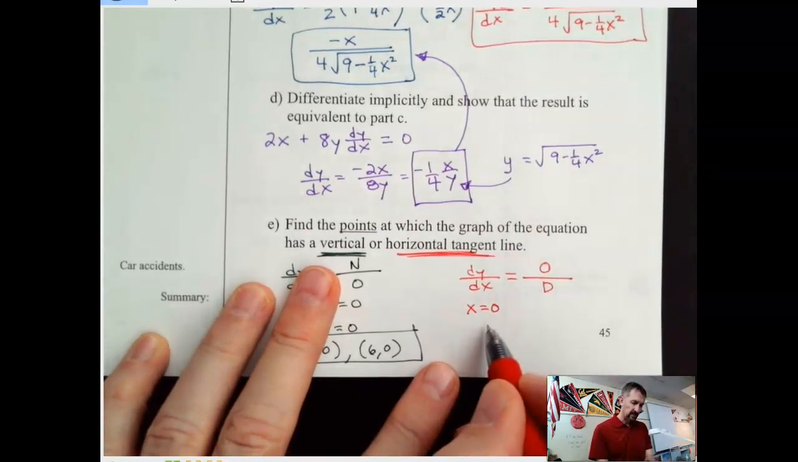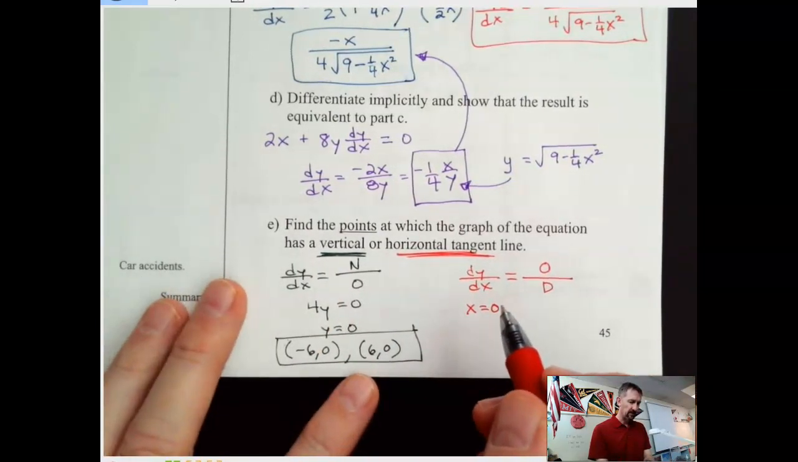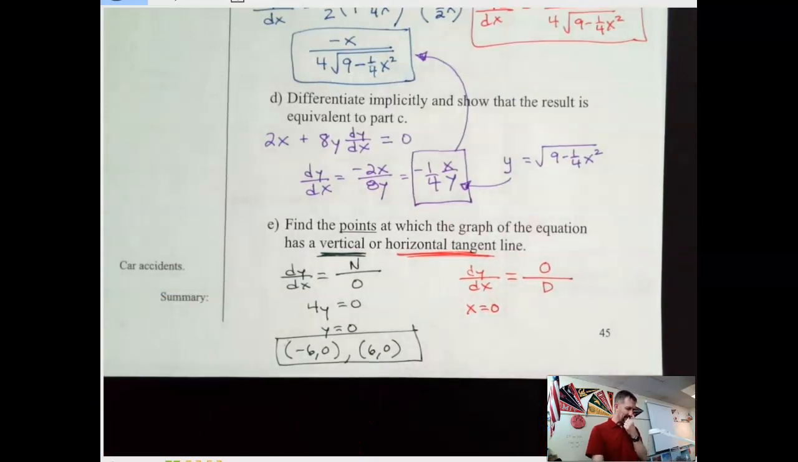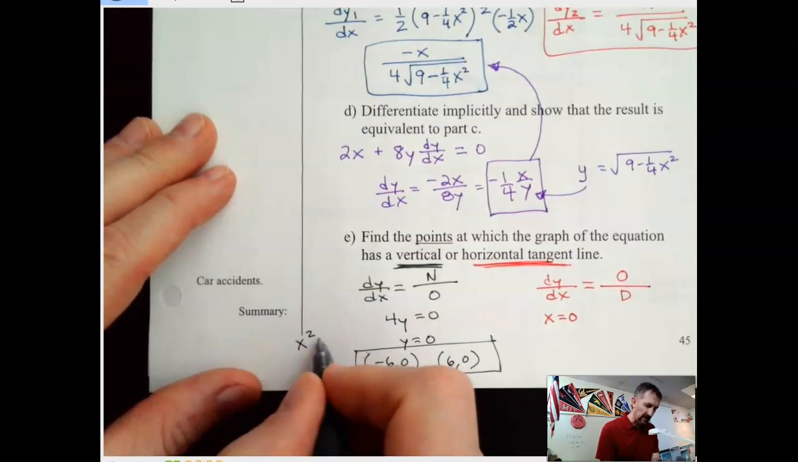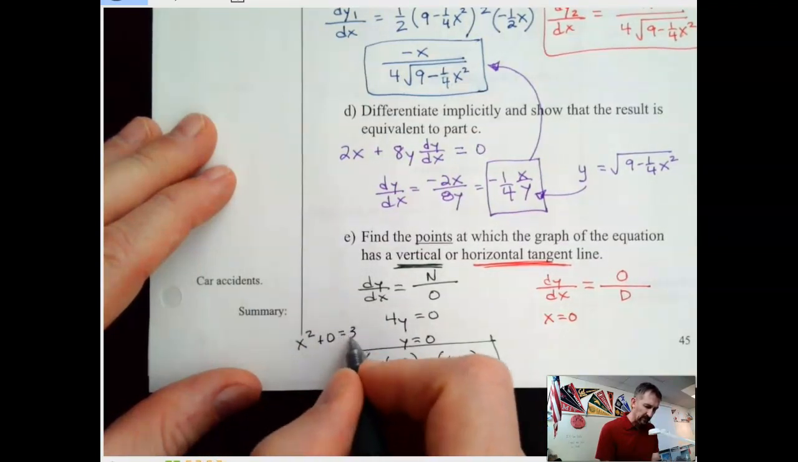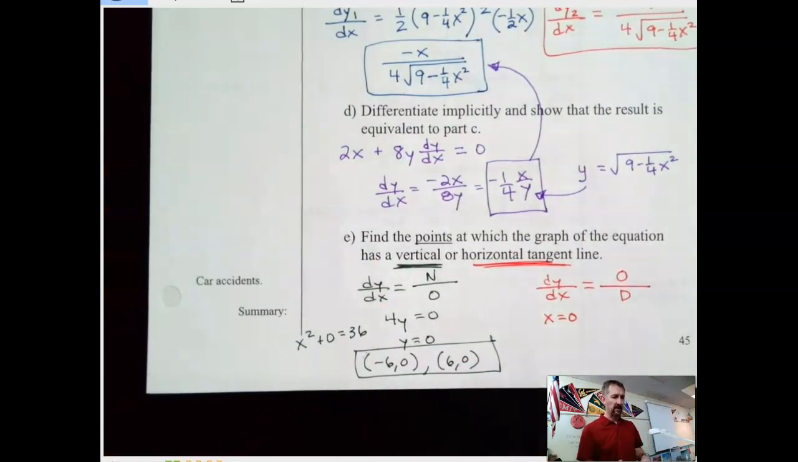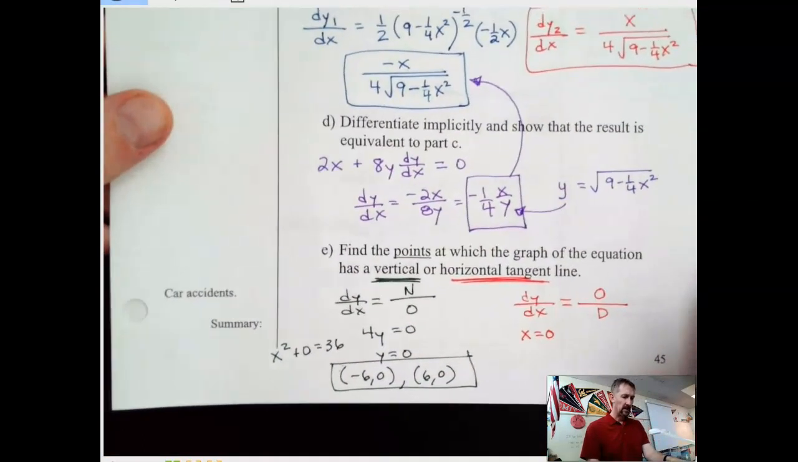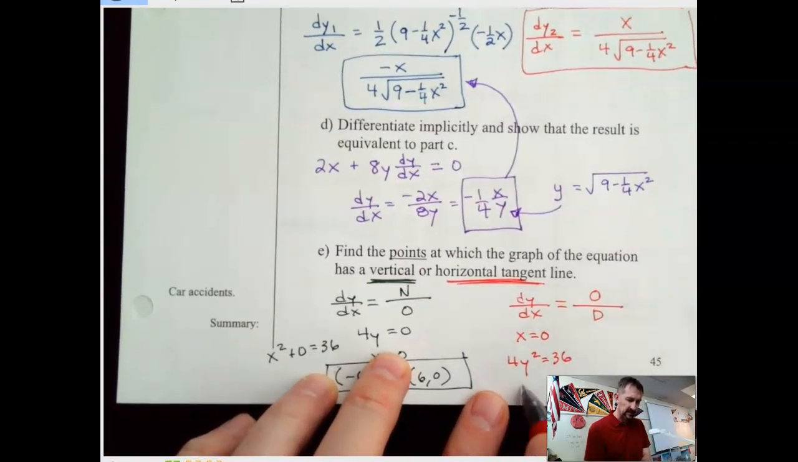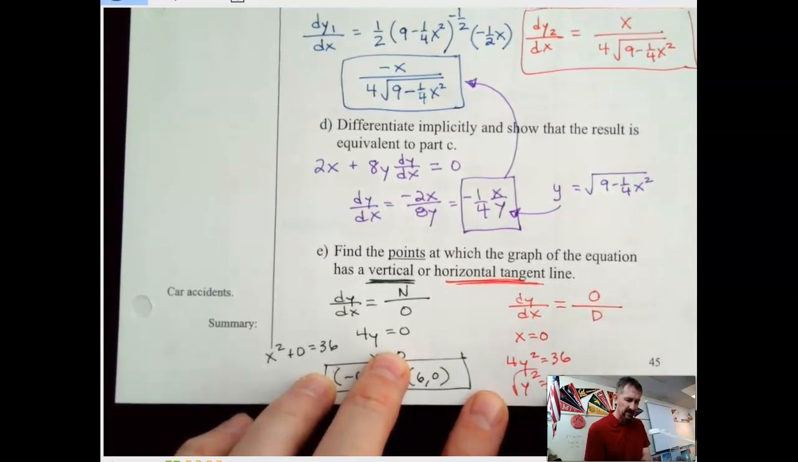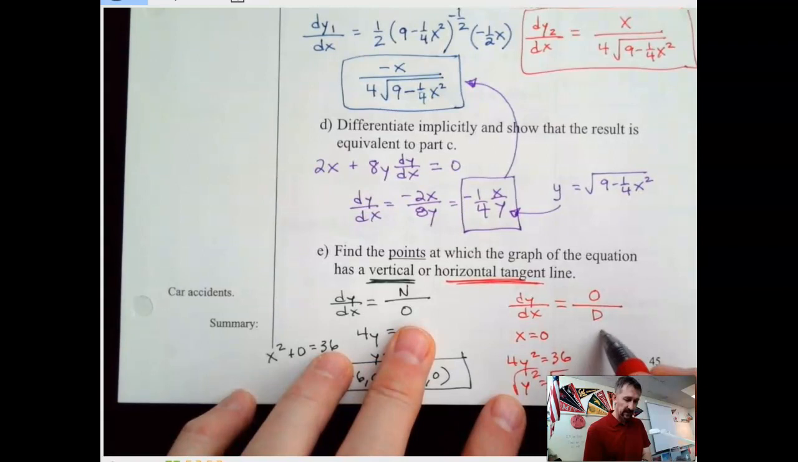If you're wondering where those came from, if we plug 0 back in the original equation for y, we get x squared plus 0 equals 36. So that's where the plus and the minus 6 came from, if you're wondering about that. Now here, if x equals 0, that's going to leave you with 4y squared equals 36, y squared equals 9, so y equals plus and minus 3.